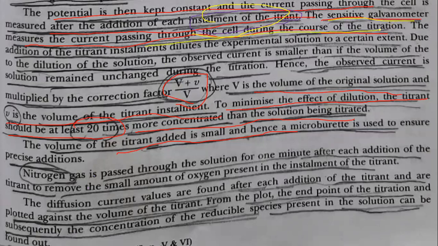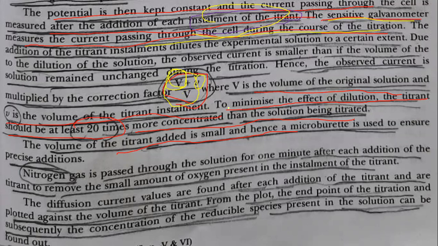The addition of titrant in installments dilutes the experimental solution to a certain extent. Due to the dilution of the solution, the observed current is smaller than if the volume of solution remained unchanged during the titration. Hence, the observed current is multiplied by the correction factor, that is capital V plus small v upon capital V. Small v is the volume of titrant added, and capital V is already present, that is your solution or the analyte solution.